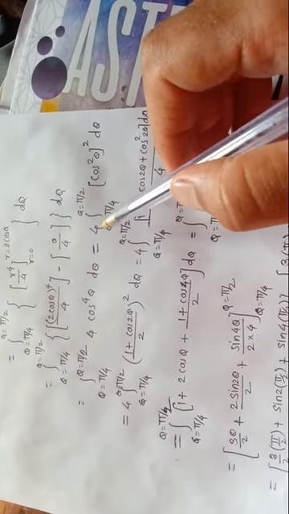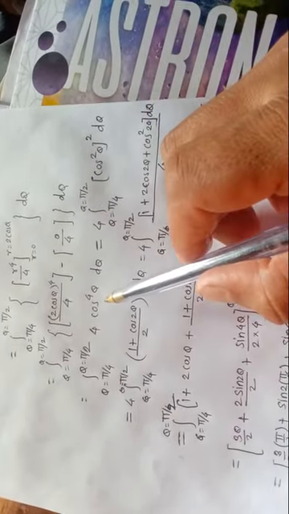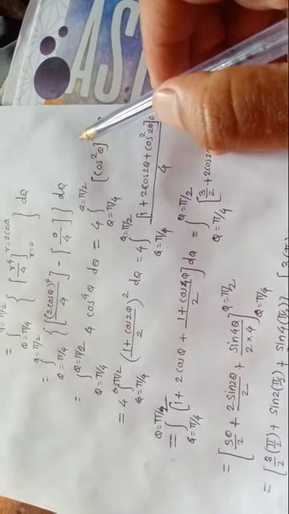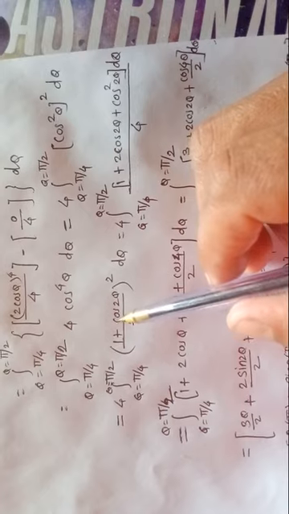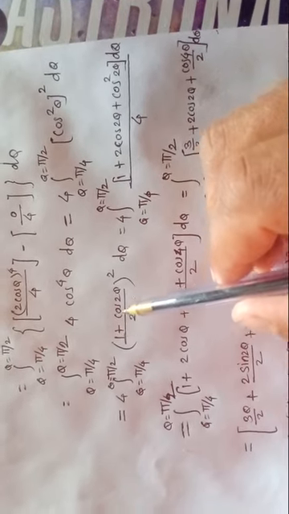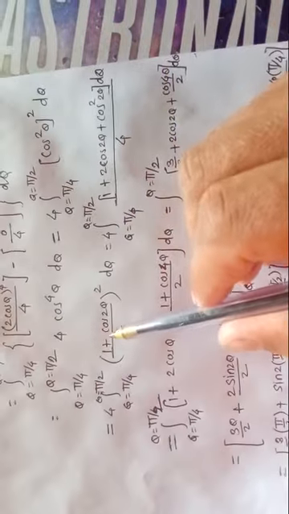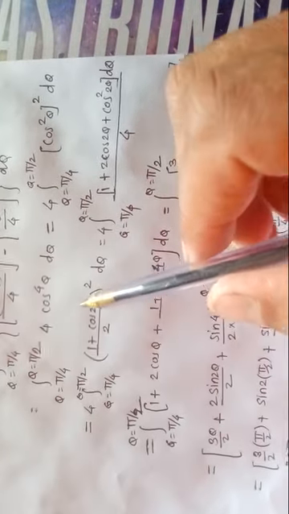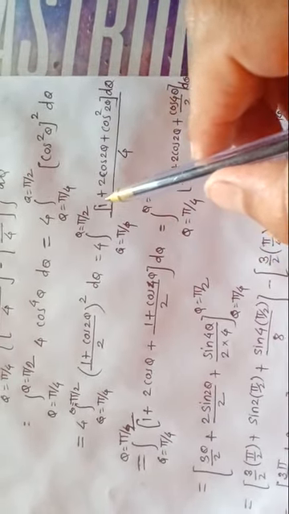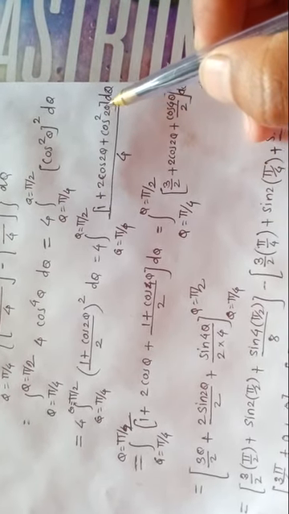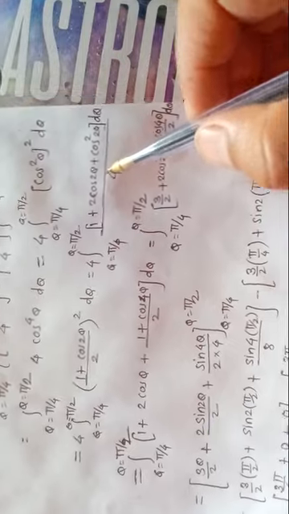Now I am taking this 4 outside the integral, and I can write cos raised to 4 as cos square, its square. And we know the cos square theta formula, that is (1 plus cos 2 theta) upon 2, bracket square as it is. I am splitting this first of all, the bracket square, and this I can write as 1 plus 2 cos 2 theta plus cos square 2 theta, d theta upon 4.